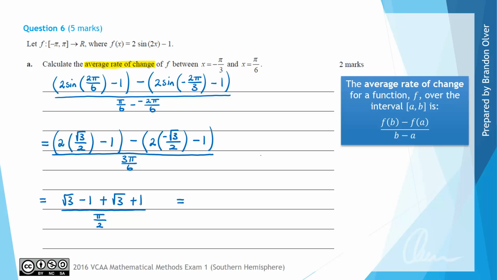On the top line we're going to have 2 root 3, and the negative 1 plus 1 cancels, so we have 2 root 3. And instead of dividing by a fraction, we multiply by the reciprocal, so we multiply by 2 over pi, and that gives 4 root 3 on pi, which is the value we were looking for in this question, the average rate of change.